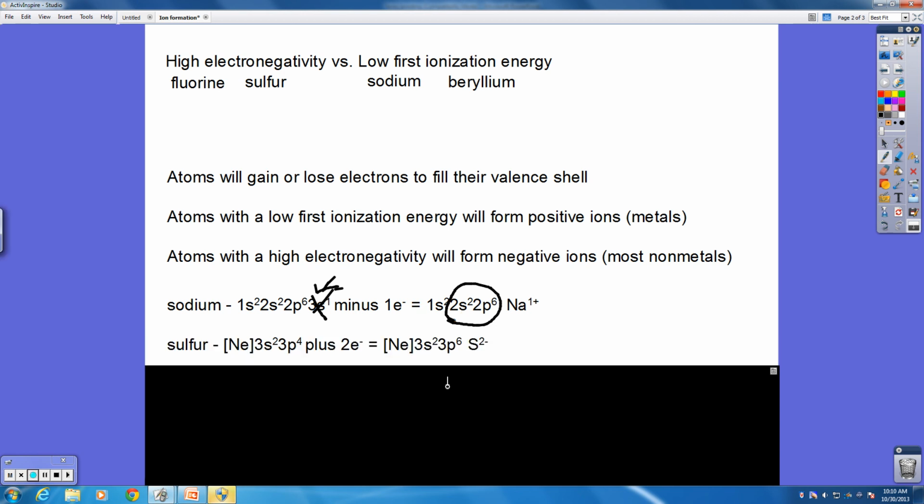Let's look then at sulfur. This is sulfur's electron configuration. So it's going to gain 2 electrons, which is going to change this 4 here to a 6, and once again we have a full valence shell. 8 electrons, 3s2, 3p6. And sulfur then, because it has 2 extra electrons compared to protons, ends up with a 2 minus charge, S2 minus.